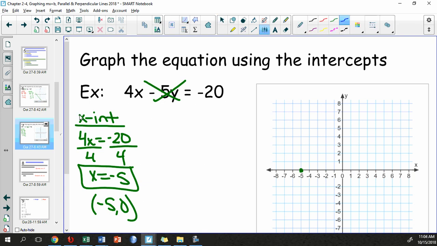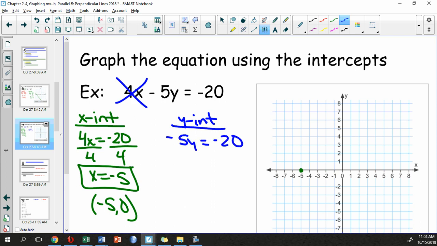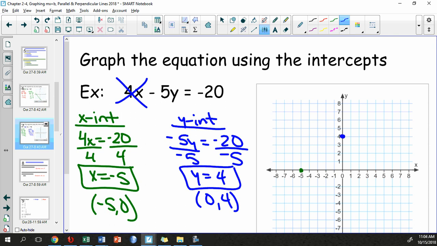And how do I find my y-intercept? This time I'm going to go ahead and cross off my x's, and I'm going to have -5y is equal to -20. Divide by -5. y is equal to 4 to give me the ordered pair (0, 4). And connect the dots. That is going to be like the next 3 homework problems. Do we understand that? Yes? Really easy so far today.